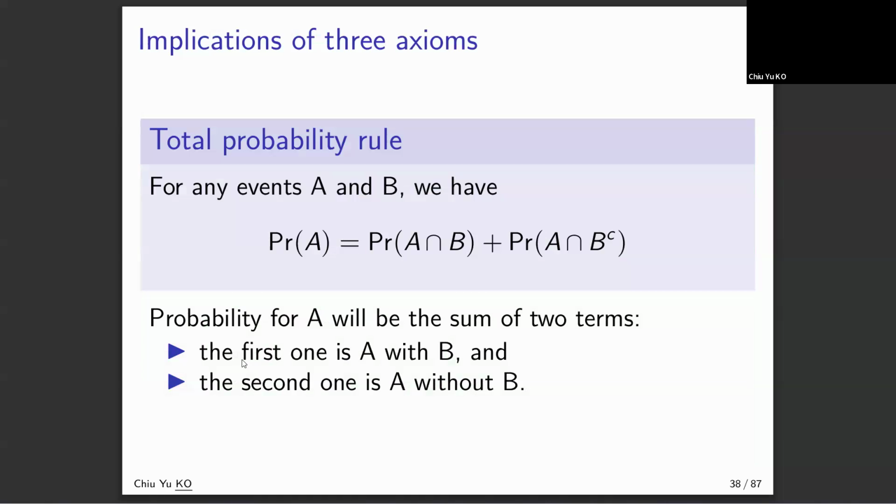Okay. Next is the rule we call the total probability rule. And this is the rule that is the same as the decomposition rule. Even A can be the sum of two parts, A with B and A without B.